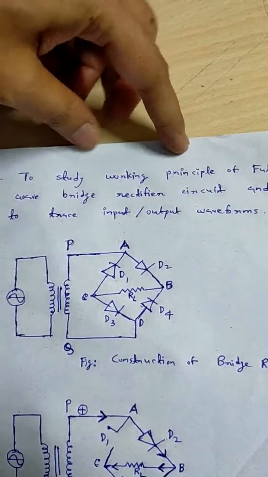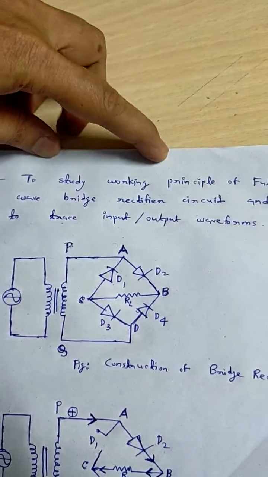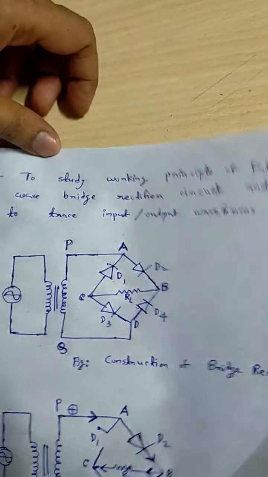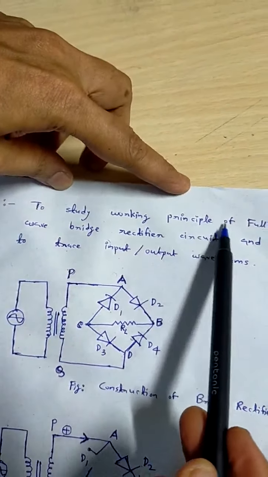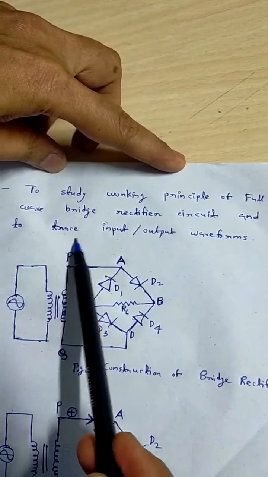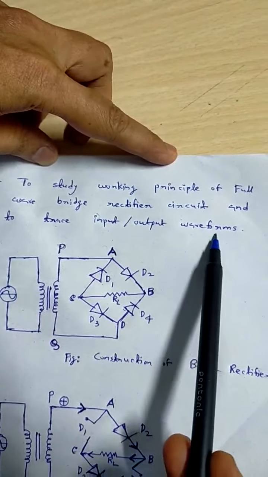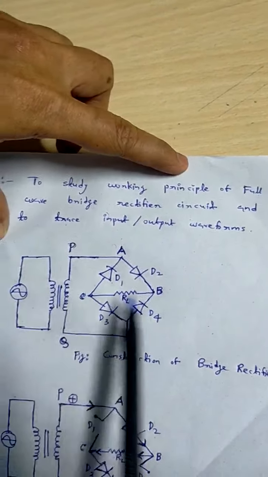Good morning, students. Today we will study the experiment. The aim of the experiment is to study the working principle of a full wave bridge rectifier circuit and to trace input and output waveforms. So first of all, I will show you the construction of the circuit.